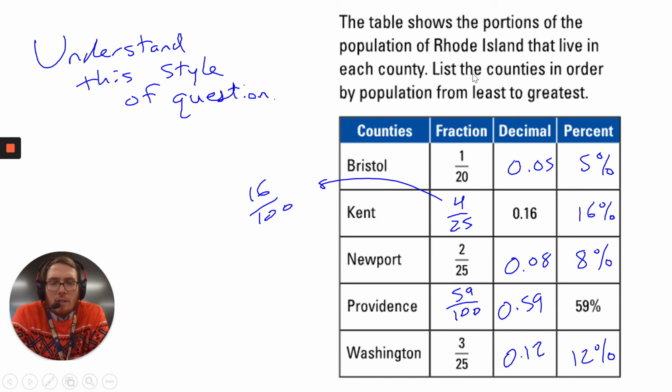I always find this question very interesting because these are the counties in Rhode Island, and there's 5 counties in all of Rhode Island, and over half the population is in Providence County. Providence is the capital of Rhode Island. But over half of the population is in just this one county. That's kind of staggering if you think about it from the perspective of population of each county.